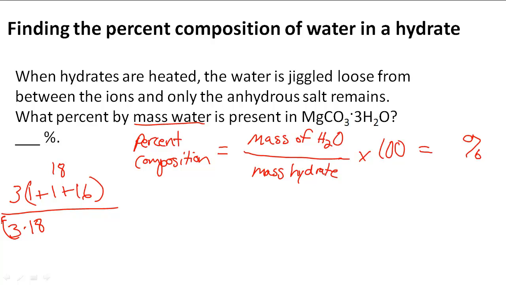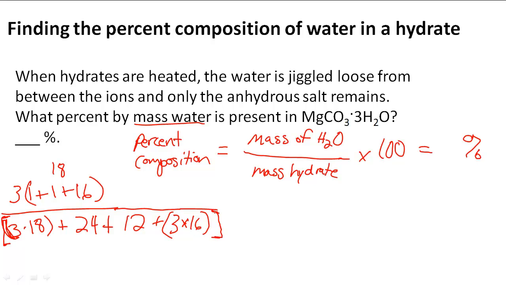I'm going to put this in brackets so that I can make sure, because we're going to add multiple things. So 3 times 18 plus the mass of Mg, which is 24, the molar mass of C, which is 12, and the molar mass of oxygen times 3, because notice carbonate has 3 oxygens in it. So it's going to be 3 times 16. You can write it with a dot, or you can write it with the times symbol.